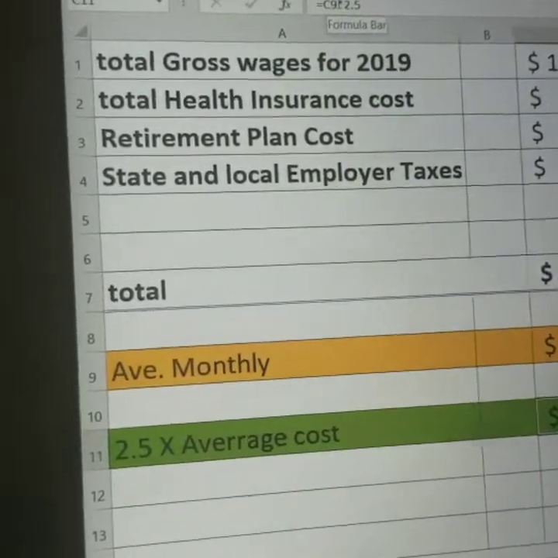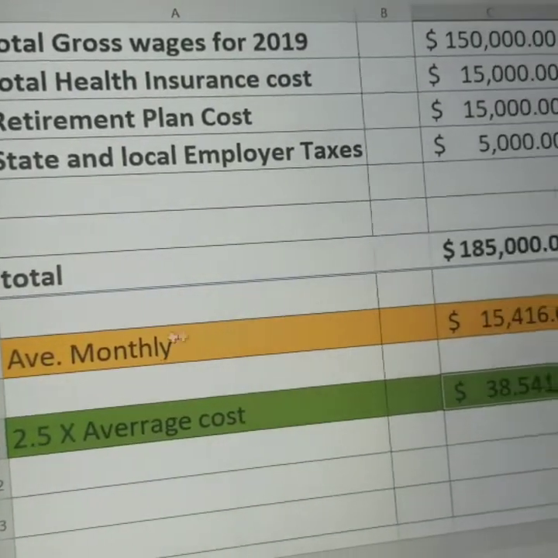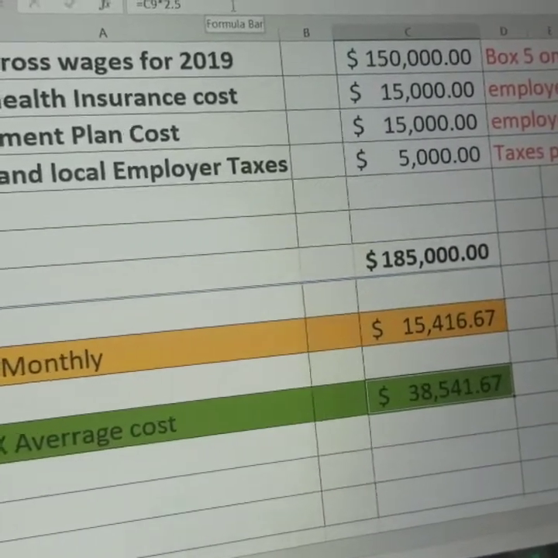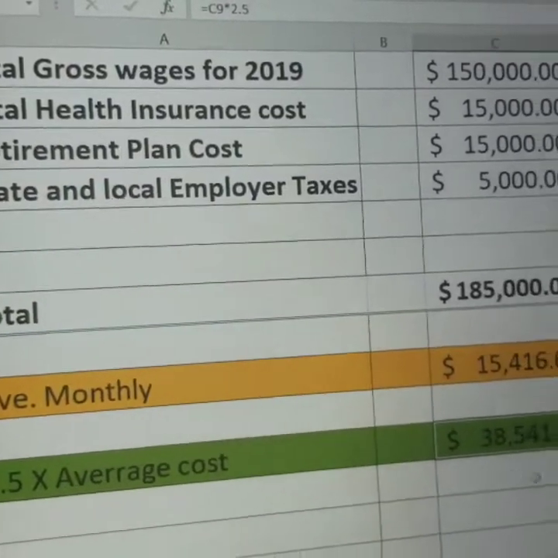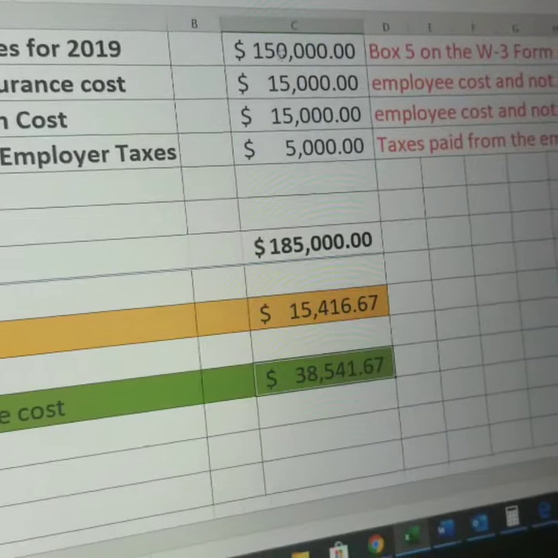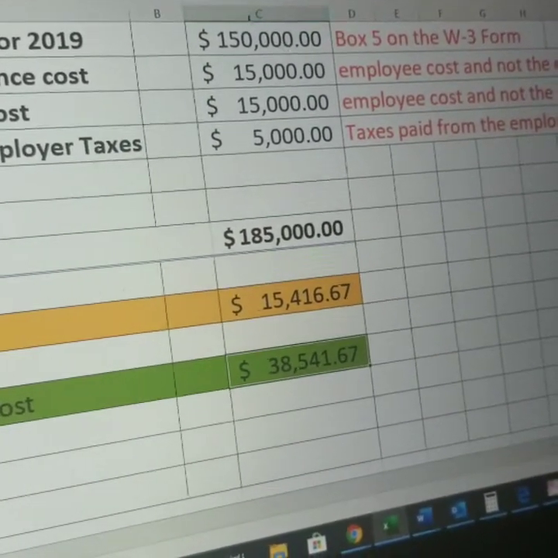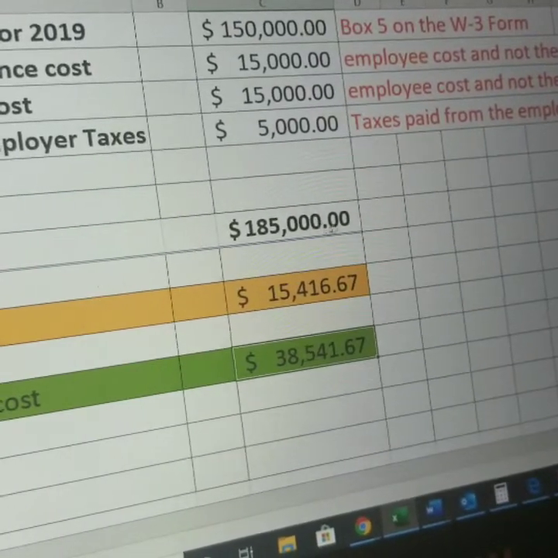So this average, C9, column C, row 9, multiplied by 2.5 times, as the Treasury directs us for the loans, would give you the maximum amount of loan that you can have based on this type of expenses or costs for the payroll system that you have. Okay, so this is pretty much how to calculate it.